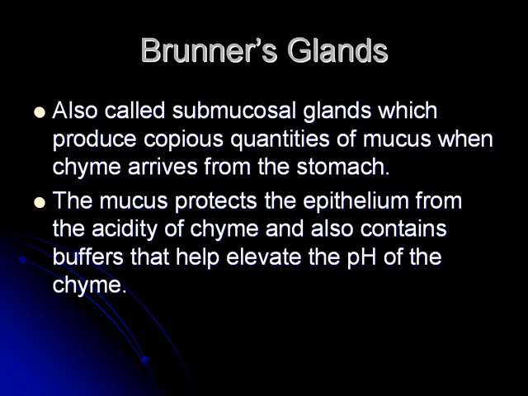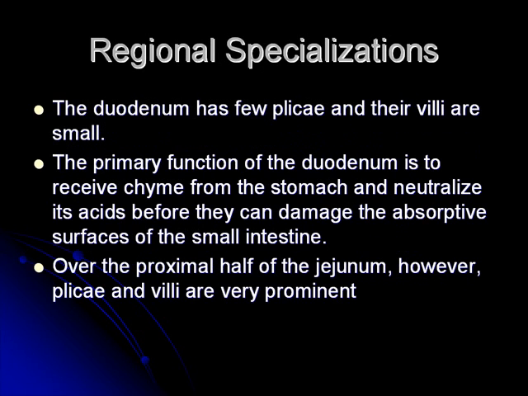Brunner's glands, also called submucosal glands, produce copious quantities of mucus when the chyme arrives from the stomach. The mucus protects the epithelium from the acidity of the chyme, which contains buffers that also help elevate the pH of the chyme. Remember, the stomach produces hydrochloric acid, and so when these substances are released into the small bowel, there's a significant amount of acidity that has to quickly be neutralized because the pH of the small bowel is actually more of an alkaline or basic level.